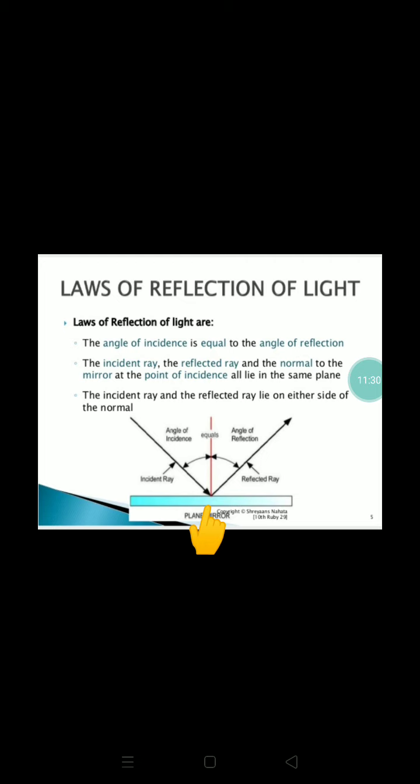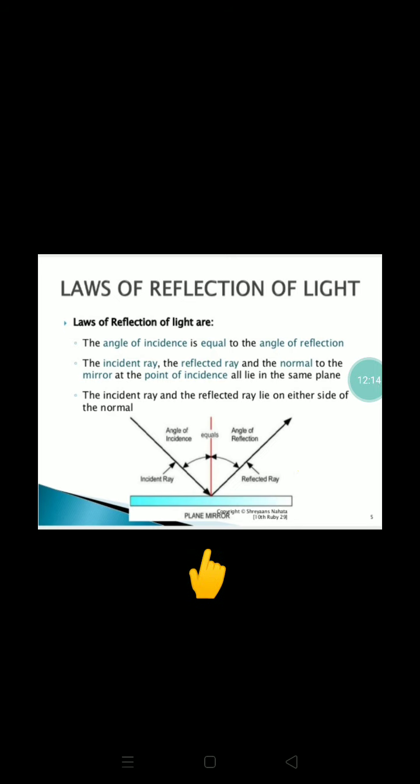Our next topic is laws of reflection of light. We have to study two laws. First, the angle of incidence and the angle of reflection are equal. That is our first law. Students, please note, this is the first law of reflection. That means if this is 30 degrees, this is also 30 degrees. If this is 60 degrees, this is also 60 degrees. If this is 90 degrees, this is also 90 degrees. Then the second law: the incident ray, the reflected ray and the normal lie on the same plane. These are our two laws of reflection.